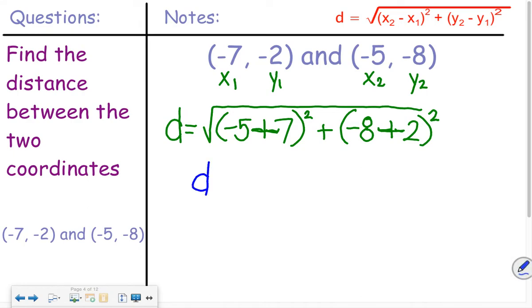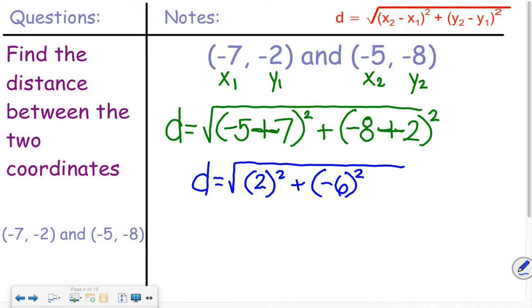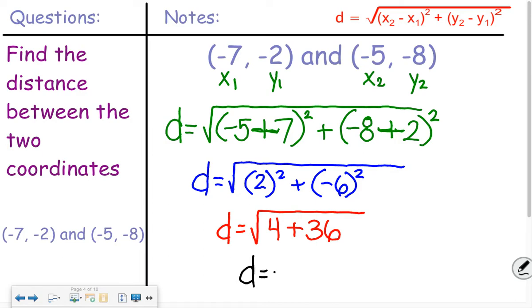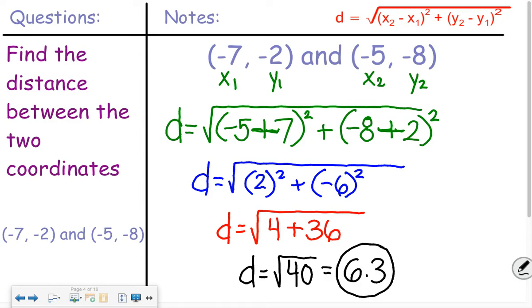All right, simplify my parentheses. So -5 plus 7 is 2. -8 plus 2 is -6. 2 squared is 4. -6 squared is positive 36. 4 plus 36 is 40. And the square root of 40 is 6.3. So the distance between these two ordered pairs is 6.3.